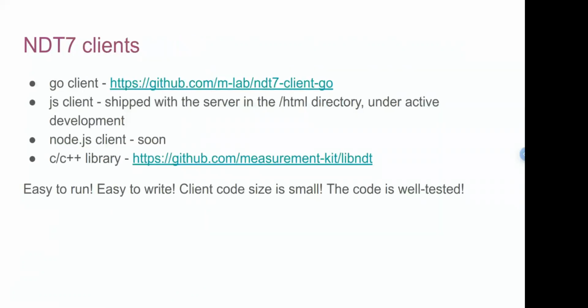There's NDT7 clients available. There's a Go client called NDT7 Client Go. There's a JavaScript client. It's shipped with the NDT server, actually. It's under active development. There's a Node.js client that's under active development. That's what I would be doing if I were not talking now. And there's a C++ library. All of these are NDT7 clients. These clients are easy to run. They were easy to write. The client code size is small, and the code is well tested.